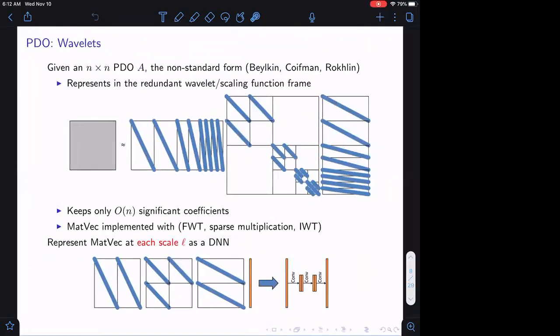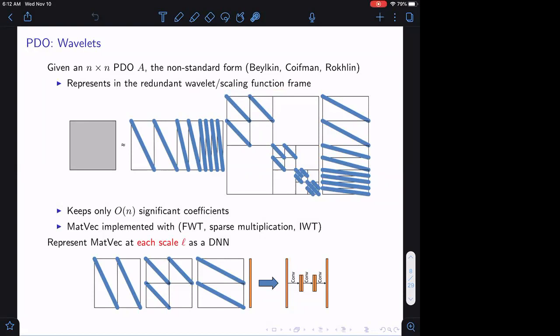All right, so here I'm just giving you a picture to illustrate the main idea. Suppose you give me a pseudo-differential operator and assume that you discretize it with n points, so therefore it becomes an n by n matrix. The non-standard form of the pseudo-differential operator, which was proposed by Beylkin, Coifman, and Rokhlin almost 30 years ago, is to represent the pseudo-differential operator in the so-called redundant wavelet and scaling function frame.